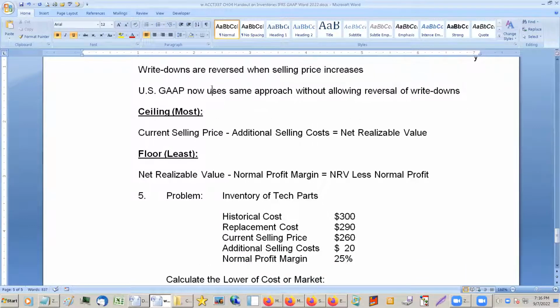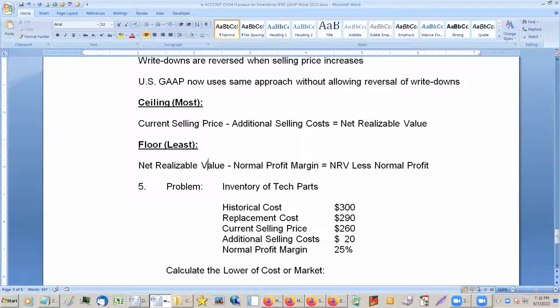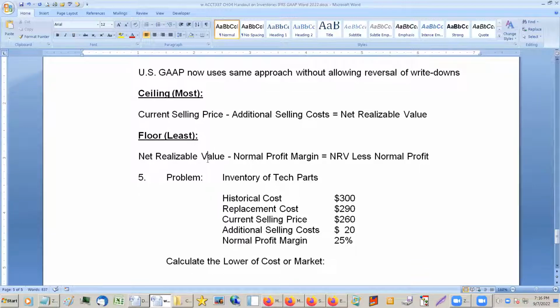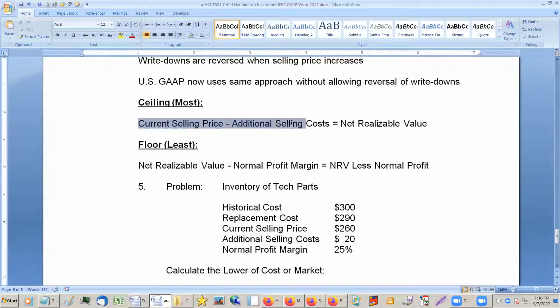And this is not just for international standards, this is for everybody. Okay, the ceiling is the most, and that is the net realizable value. What are you going to get out of this thing? You have the current selling price. If there are any additional selling costs, you have to subtract those out. So how much are you going to actually put in your pocket afterwards?